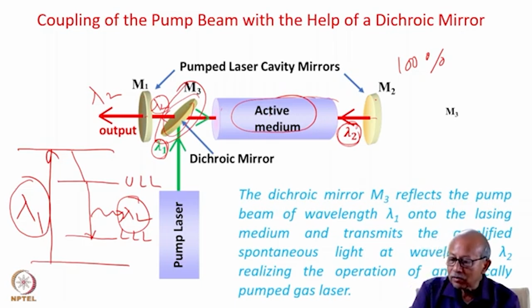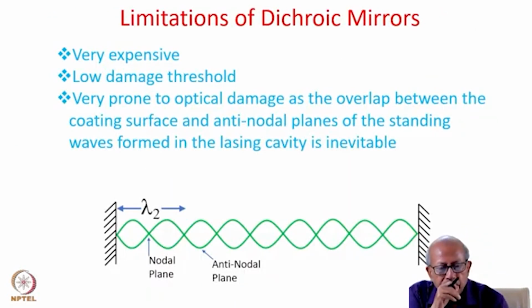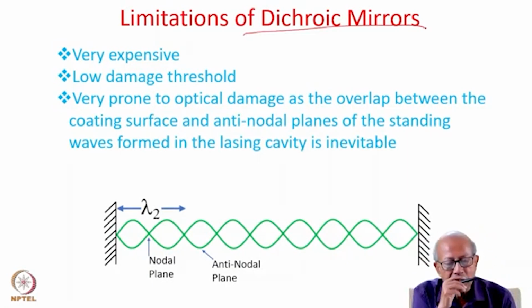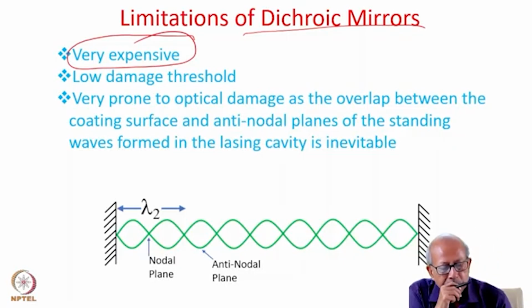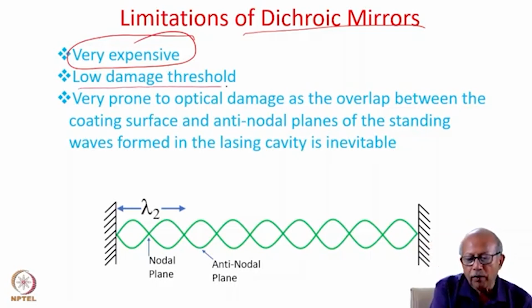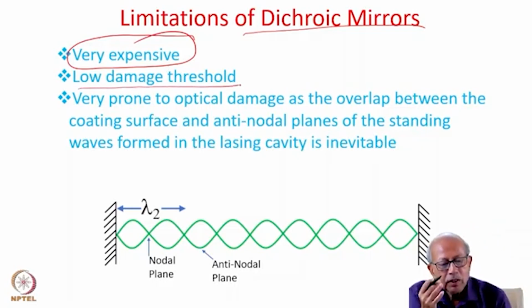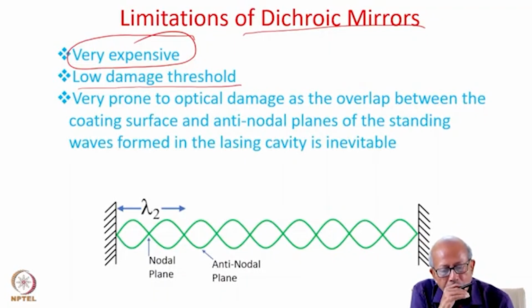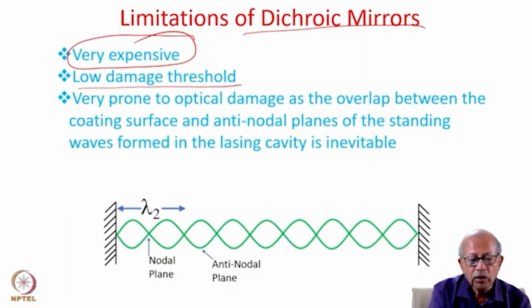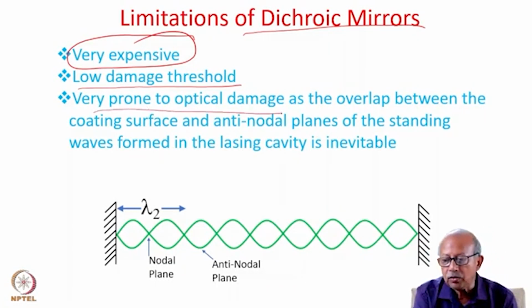However, there is still some problem. What are the problems? Problems of dichroic mirror is that it is very expensive. You cannot afford to lose it. You cannot afford to waste it. And moreover, it has a low damage threshold. That means it can be damaged very easily with even optical flux of not very high intensity. Because of this, the dichroic mirror is very prone to optical damage.